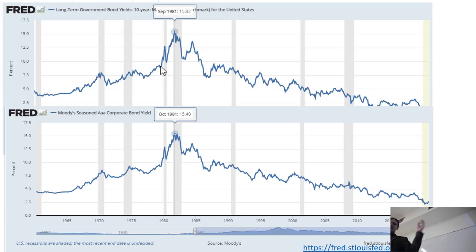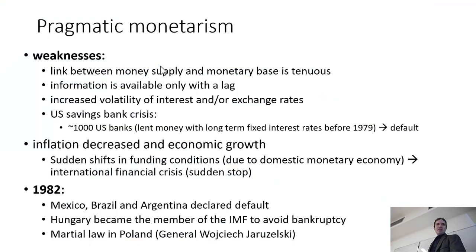Even if we check AAA rated bonds, we can see the same thing. So that was absolutely a shock. It was able to stabilize the US economy because inflation was over, but there was also a domestic effect. Meanwhile, more than 1,000 small US banks defaulted as well. Obviously, if you are increasing the interest rates and liberalizing the yield curve, interest rates will increase by themselves.